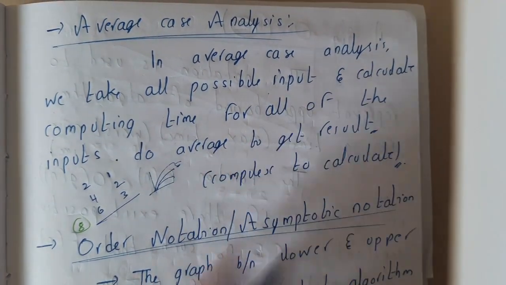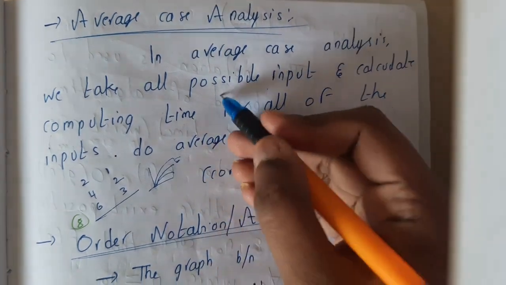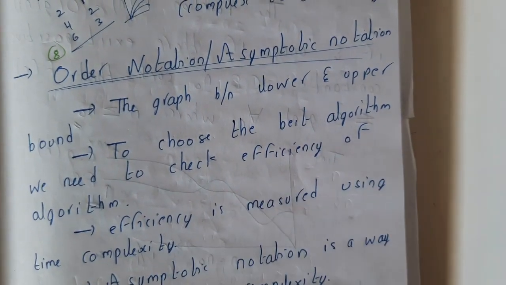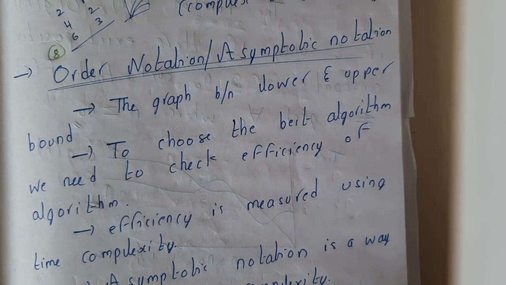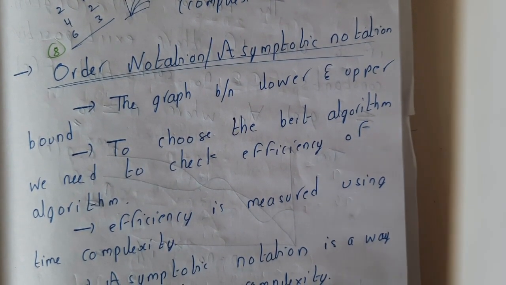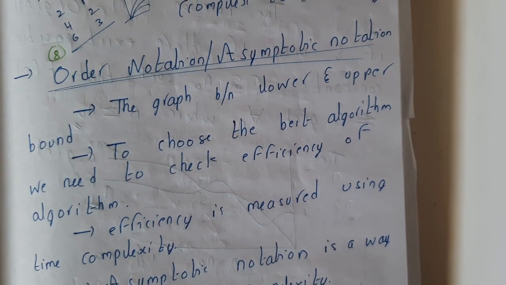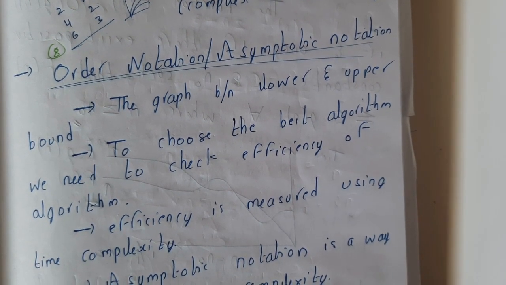This is just an introduction to the terms best, average and worst. In the next lecture we'll go through asymptotic notations, which are nothing but order notations. In that we will discuss the original formulas and representations of big O, omega and theta.